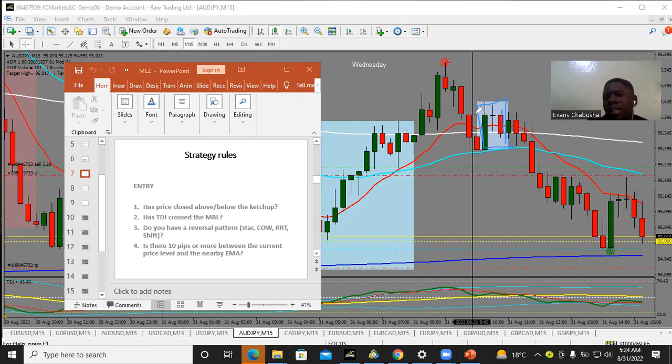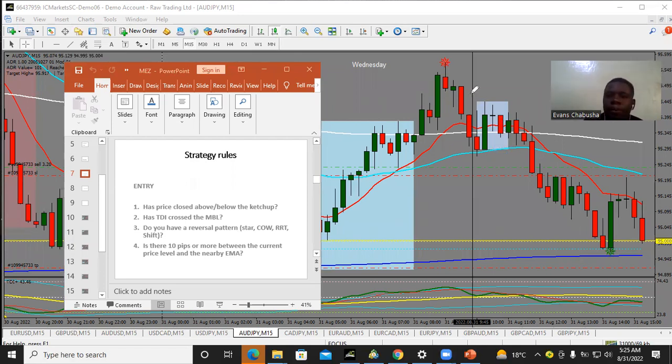So that is an evening star there. An evening star is there, and it is enclosed in this shadow box there. Okay, so that one is valid. Okay, so is there 10 pips or more between the current price and the nearby EMA? Okay, so if you look at where price closed to the next EMA, the nearby exponential moving average, can we have 10 pips there?